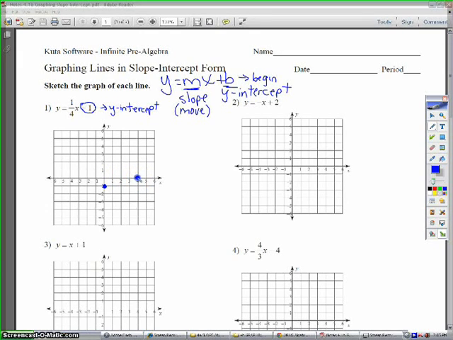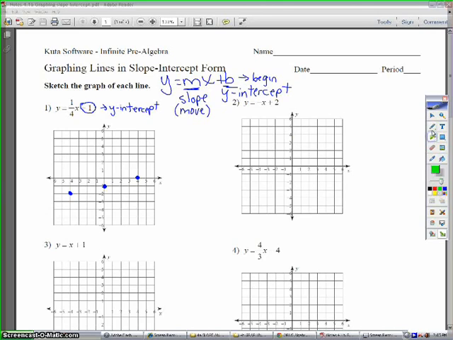plot my next point. Now if I try to go up 1 and over 4 again, I run out of room. So I do want more points. I want to graph every single point that I can on my graph. So I'm going to go in the opposite direction. So if I went up 1, I'm going to go down 1. If I went to the right 4, I'm going to go to the left 4, and I should run into another point. If I try to go down 1 and to the left 4 again, I'm going to run off my page. So I can only fit 3 points on here.